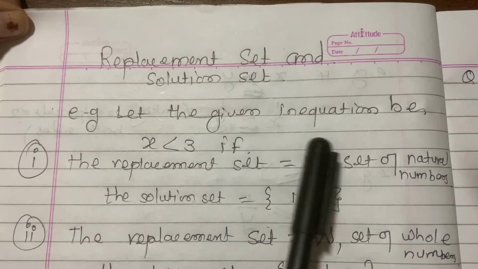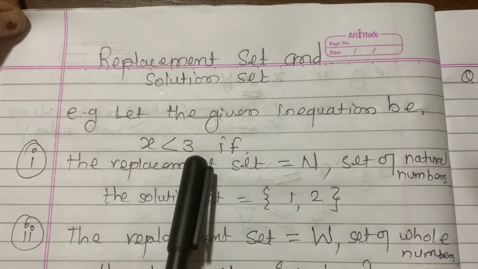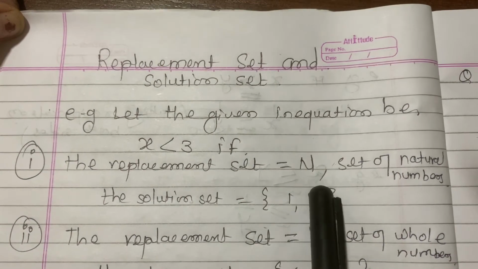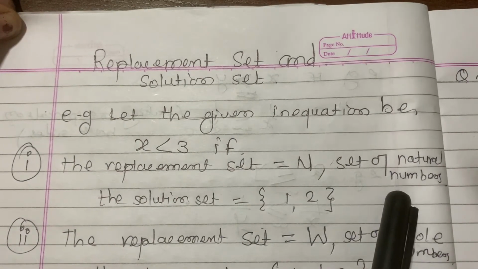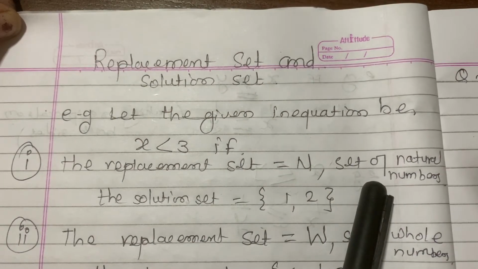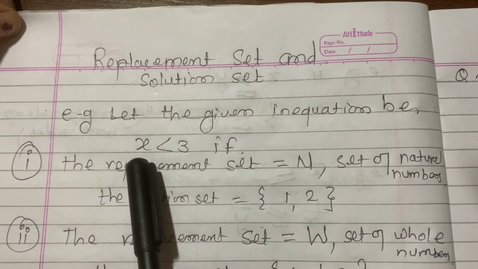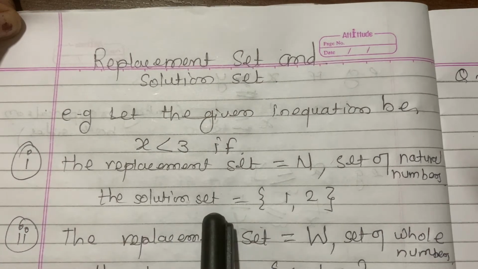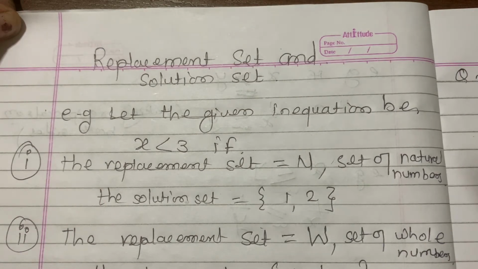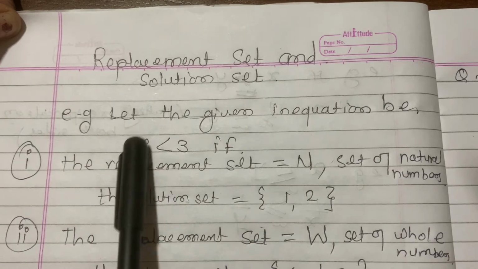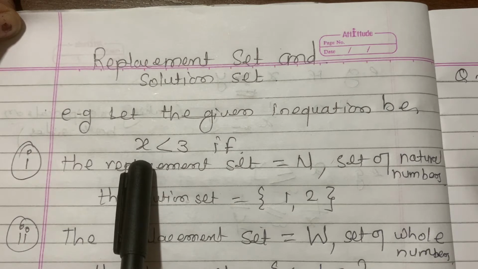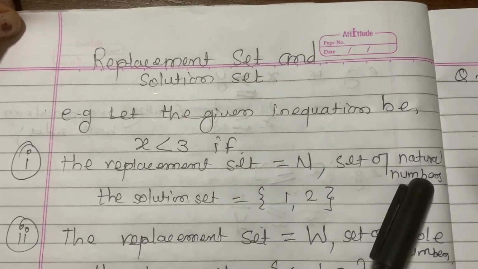Let the given inequation be x less than 3. First we'll consider the replacement set to be N, that is the set of natural numbers. If the replacement set is N, then for the condition x less than 3, the solution set will be {1, 2}. This is what you are finding: the solution set of this linear inequation, in which they are telling that this x is a set of natural numbers.